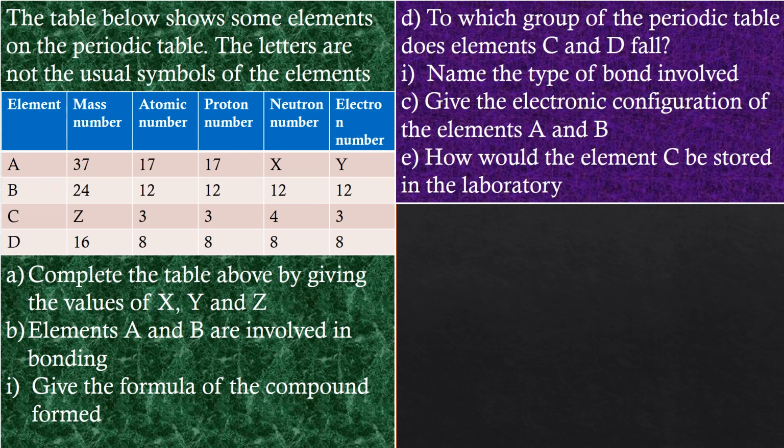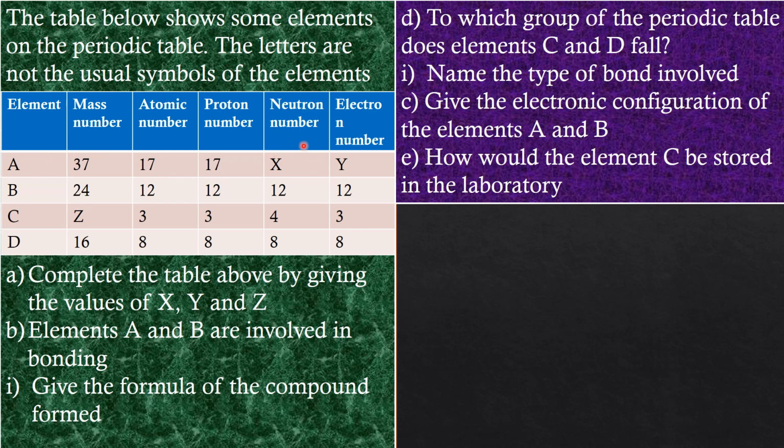So friends, as you can see, Question 1 simply reads that the table below shows some elements on the periodic table. The letters are not the usual symbols of the elements. This is a table. Then Part A says complete the table above by giving the values of X, Y, and Z. Okay, let's start with X, friends.